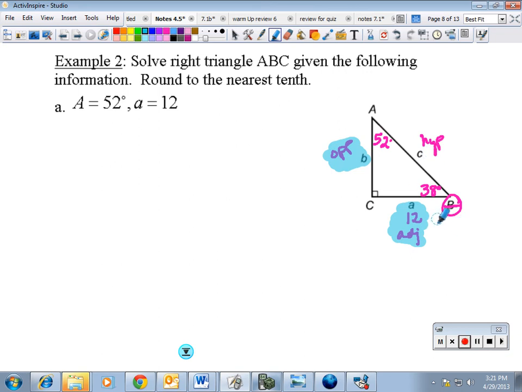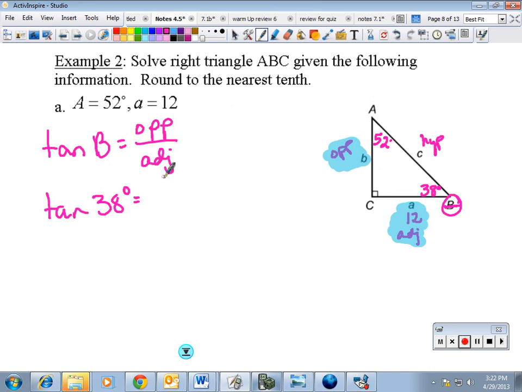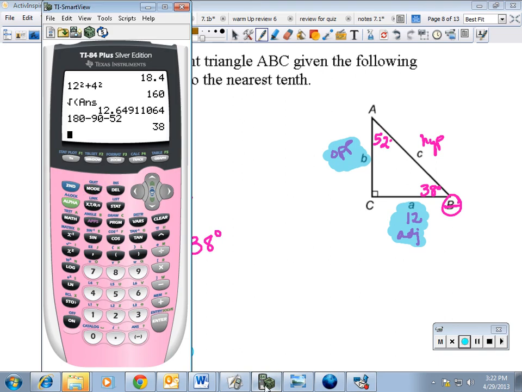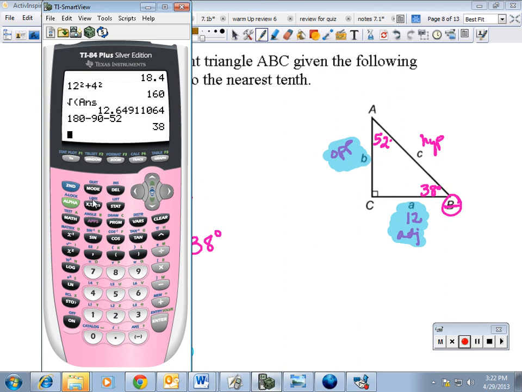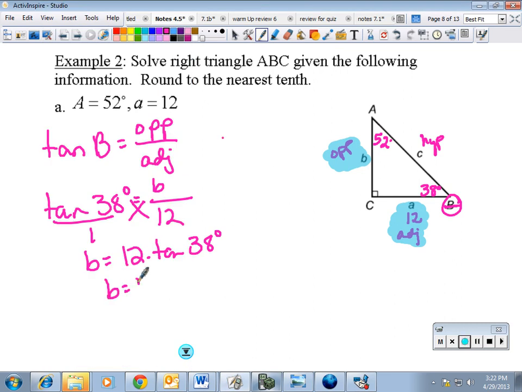So I have opposite and adjacent. So I'm going to do tan. Tan of B is opposite over adjacent. Well, B is 38, is opposite, which is little b, over adjacent, which is 12. Then we just cross multiply. So b is 12 times tan 38. You just type that in your calculator. You need to check your mode on your calculator, make sure you are in degrees. If you're not, you just need to change it. And we do 12 tan of 38, 9.4, because it said round to the nearest tenth.